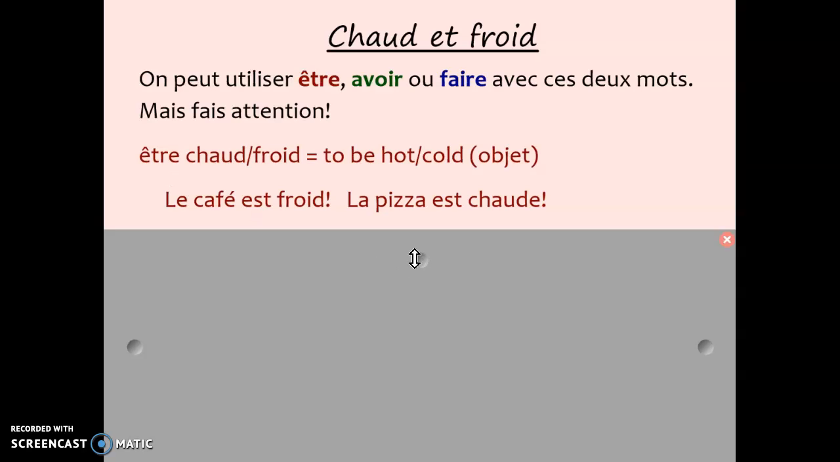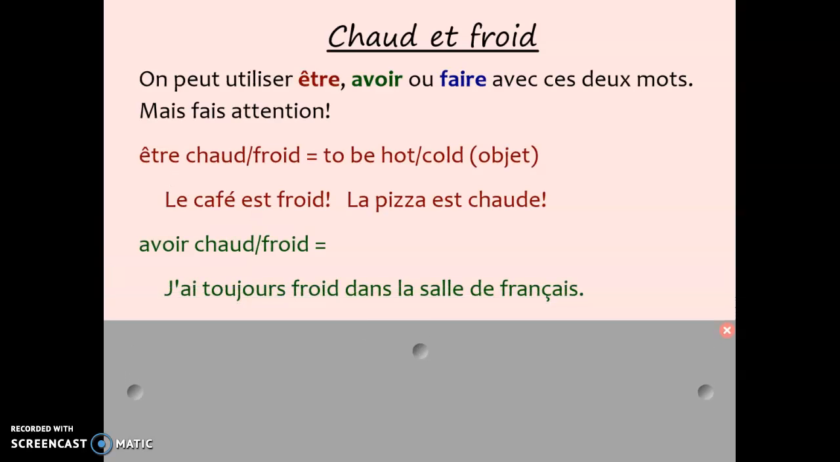Okay? Our second way that we use it is with avoir, and we had seen this one before. We learned that we say avoir chaud, to have hot, or avoir froid, to have cold, if you're talking about your personal temperature. Okay, so if you are hot, if you are cold, you use avoir. So you might say, j'ai toujours froid dans la salle de français. I am always cold in the French room. But really you're saying, I always have cold. So personal temperature, we use avoir as our verb.